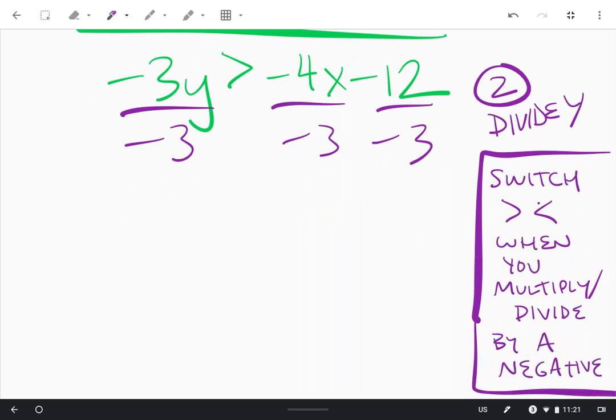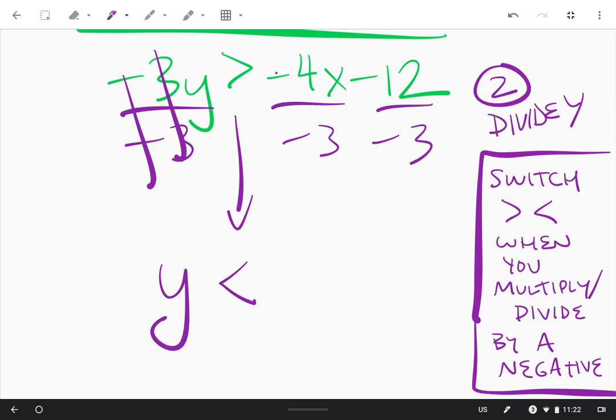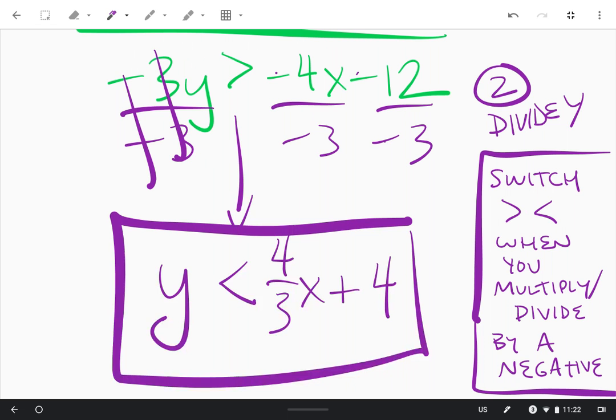So I need you to make sure to remember that. That's a common thing that happens when you're dealing with inequalities. Sorry, let me erase the stray marks. So anytime you multiply or divide by a negative in an inequality, this symbol is going to switch. Now it's going to go that way. So let's finish up the problem. That's going to cancel all out, leaving me with y. Negative, negative, that's going to be positive 4 over 3x. Negative, negative, that's going to be plus 12 divided by 3 is 4. And so that would be the inequality.